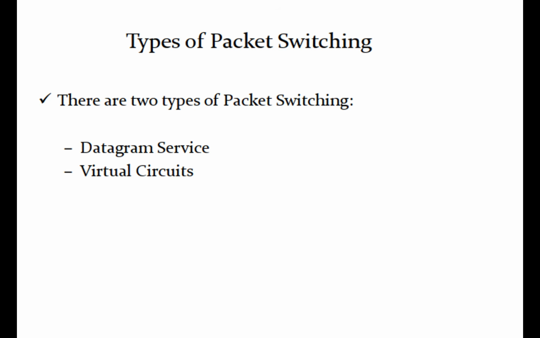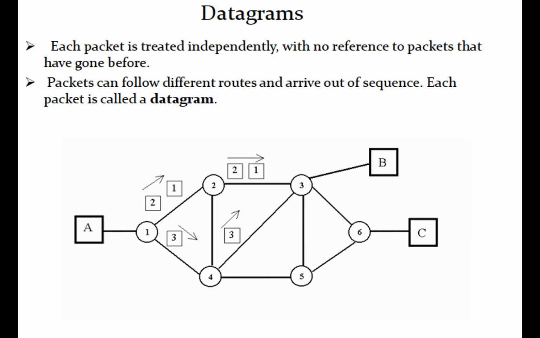Types of packet switching. There are two types of packet switching: datagram service and virtual circuits. Datagrams: each packet is treated independently, with no reference to packets that have gone before. Packets can follow different routes and arrive out of sequence. Each packet is called a datagram.